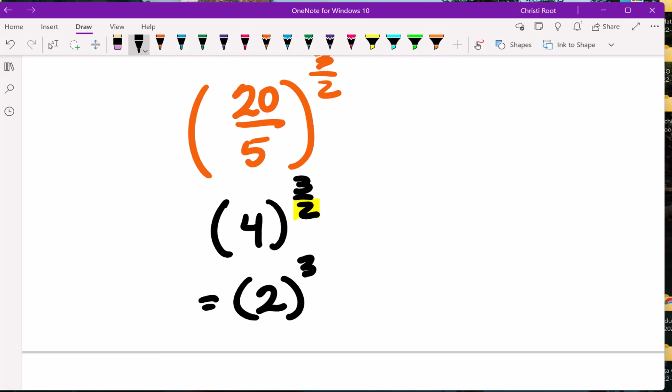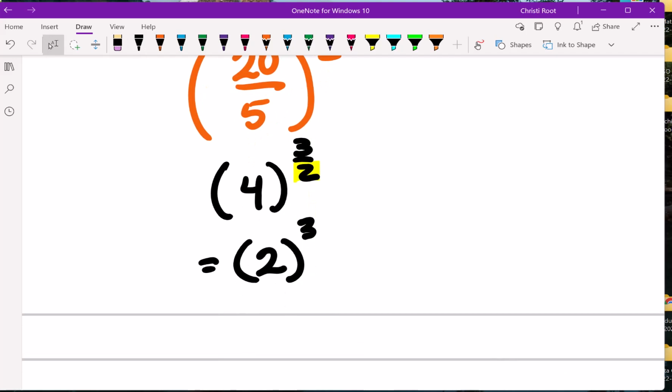You got to raise it to the power of 3. So the denominator is the square root. So the square root of 4 is 2. And 2 to the third power is 8. So if you can take that root, go ahead and take it.